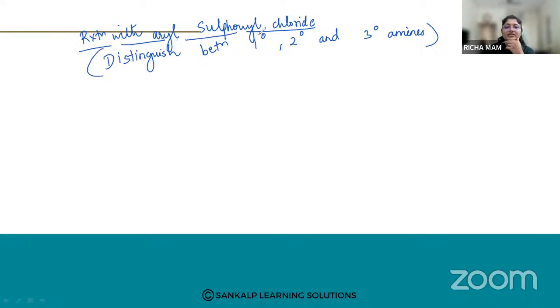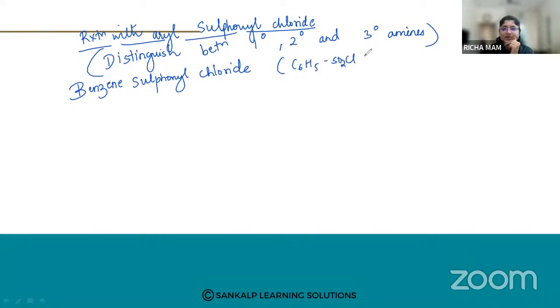Which aryl sulfonyl chloride are we going to take? We are going to take benzene sulfonyl chloride. What is the structure? It is C6H5SO2Cl. This is known as Hinsberg reagent. Very important. Mark this as important. There can be a 1 mark question: what is Hinsberg reagent? For competitive exams also, and for your boards also.